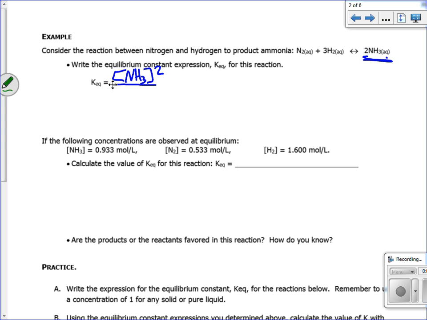Now, looking at our reactants, because we only had one product. Our first reactant is the nitrogen. Are we allowed to include it? Yes, it's also AQ, so it does have a concentration, so we will include it.